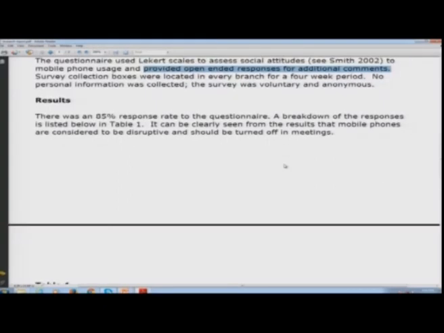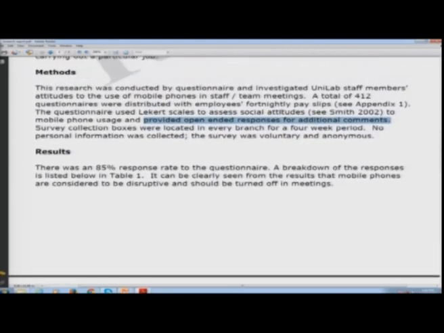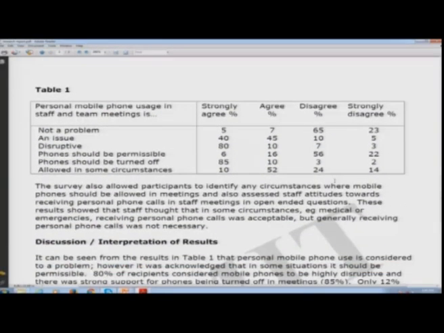Next section, results. There was an 85% response rate to the questionnaire. It means out of 412 distributed, about 85% of those people responded. A breakdown of the responses is listed below in table 1. It can be clearly seen from the results that mobile phones are considered to be disruptive and should be turned off in meetings. So, this kind of summarizes the results. The stats are given here in table 1.